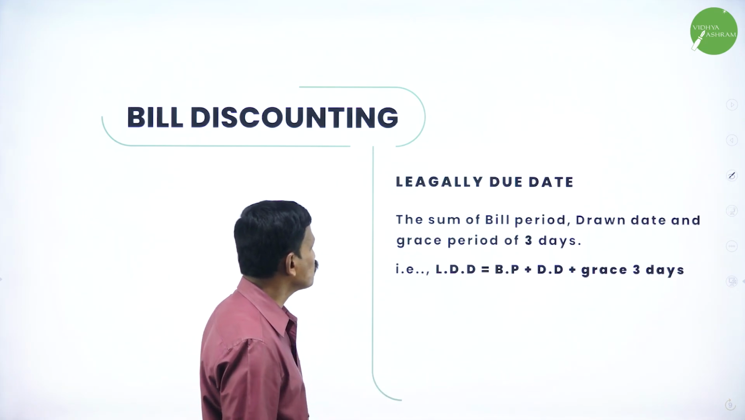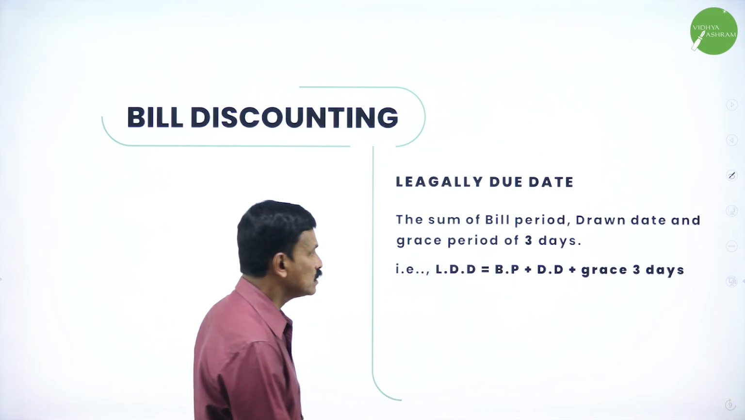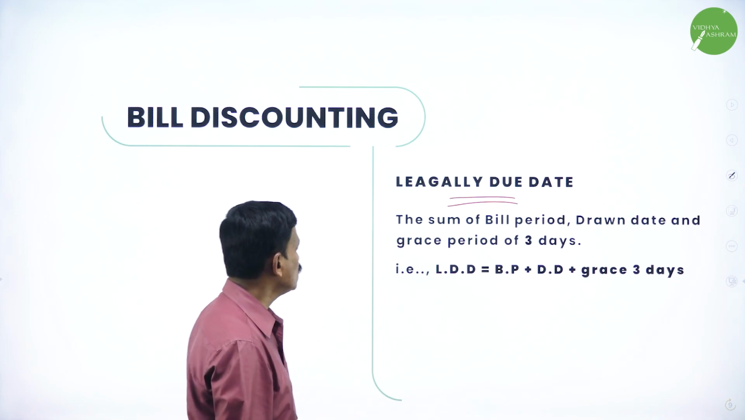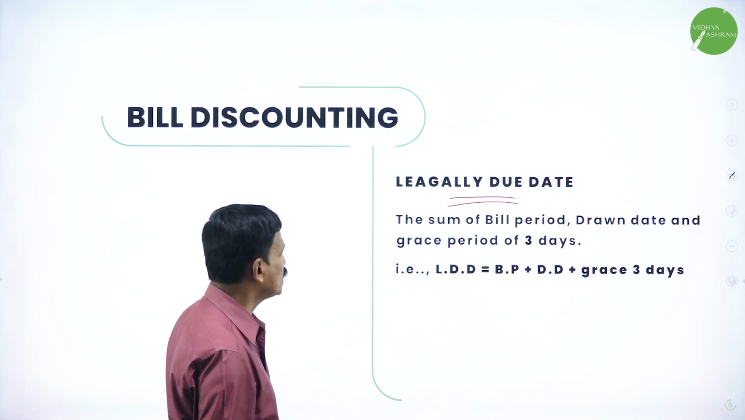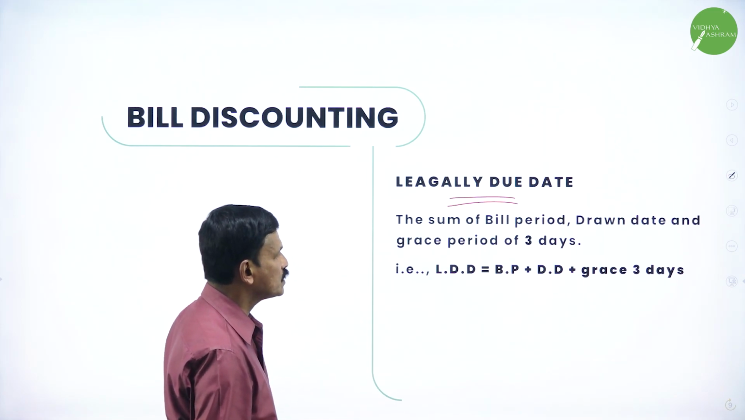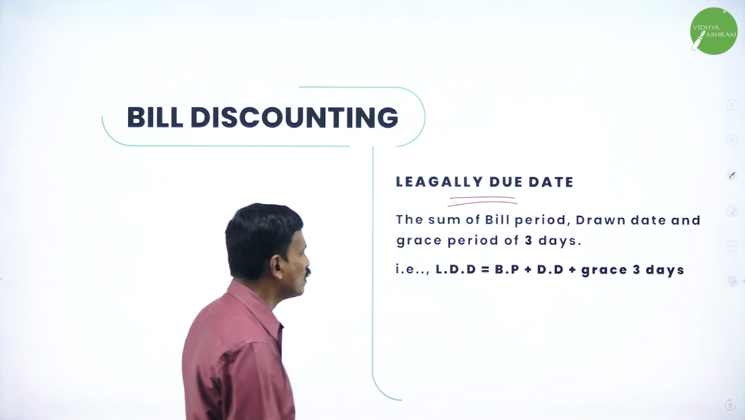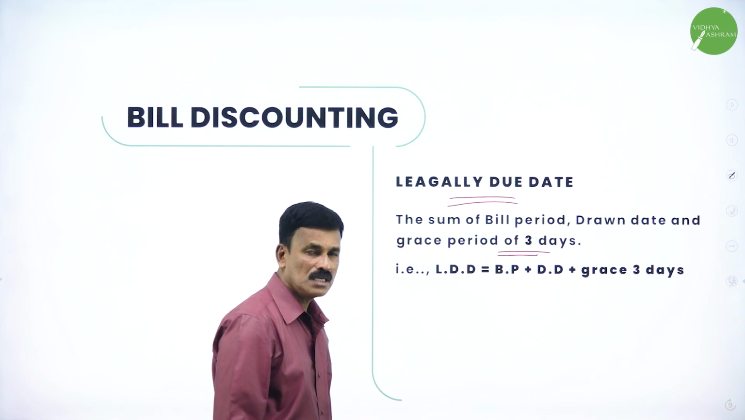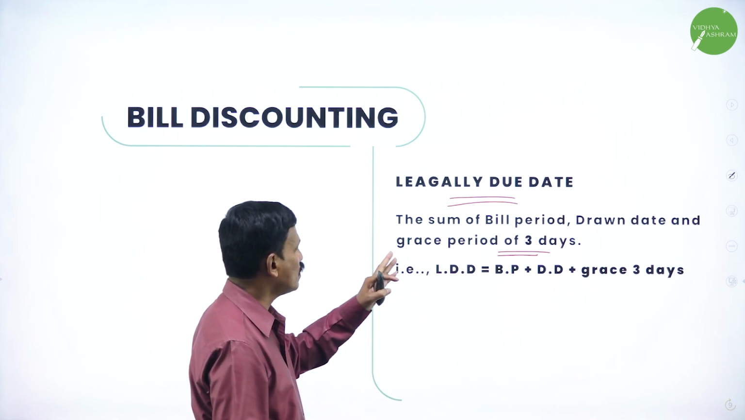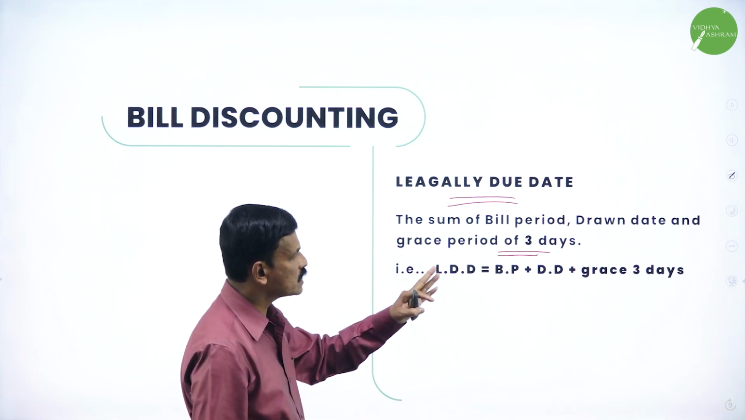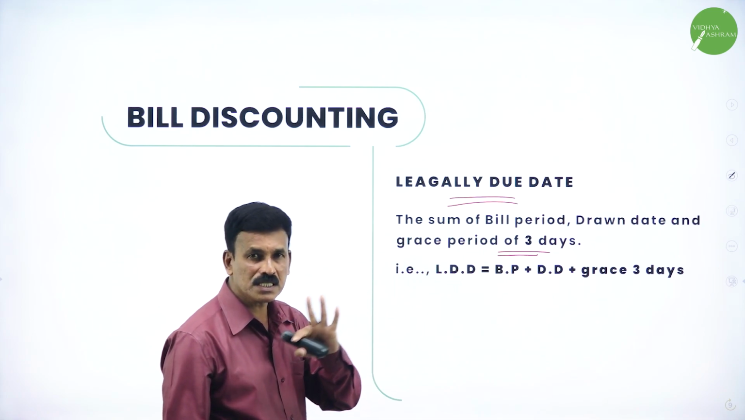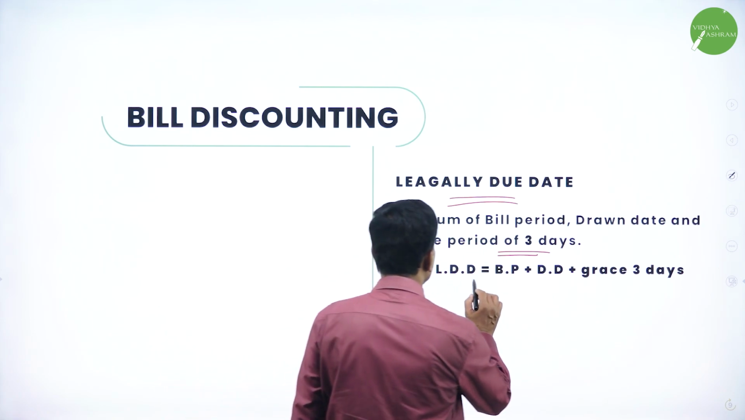Now, next one, legally due date. This is a very important concept. What is meant by legally due date? The sum of the bill period, drawn date and the grace period of 3 days is called the legal due date. Legal due date means the sum of bill period plus drawn date and the grace period of 3 days.